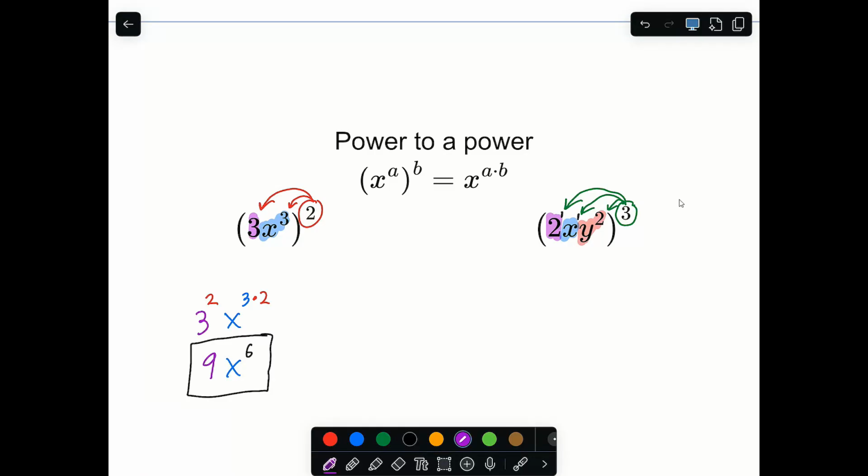So I'm going to get 2 to the third, x to the third, and y to the 2 times 3, which is 6. And again, I have to simplify that 2 to the third, so 2 times 2 times 2, which gets me 8, x to the third, y to the sixth.